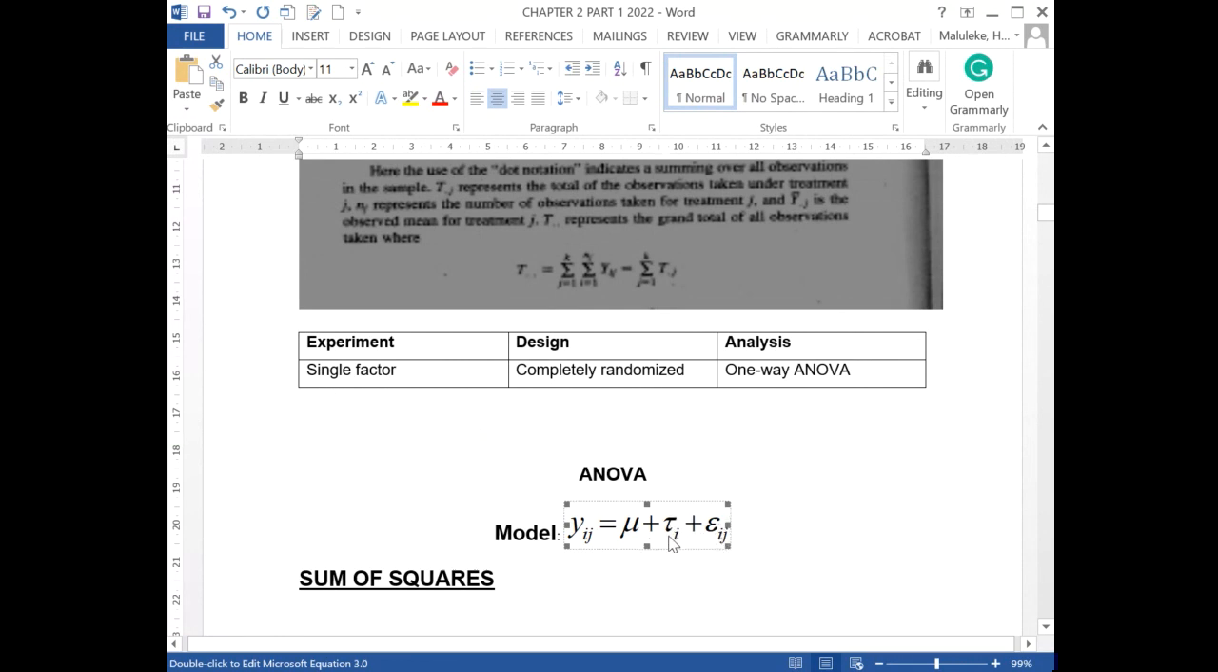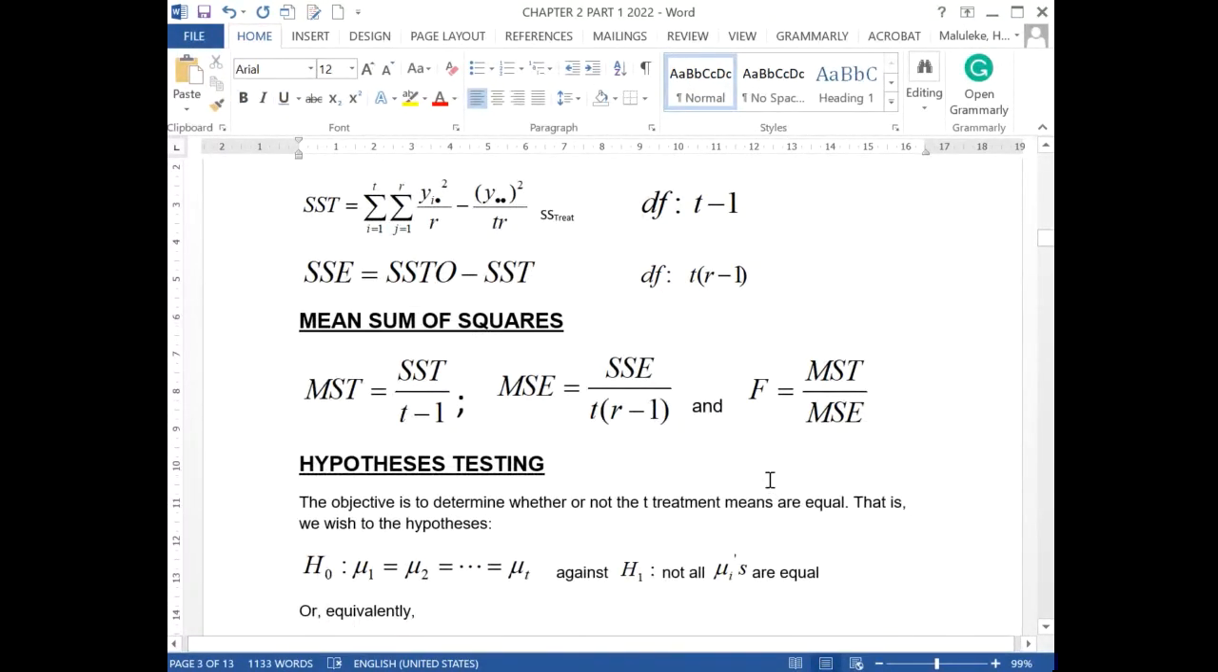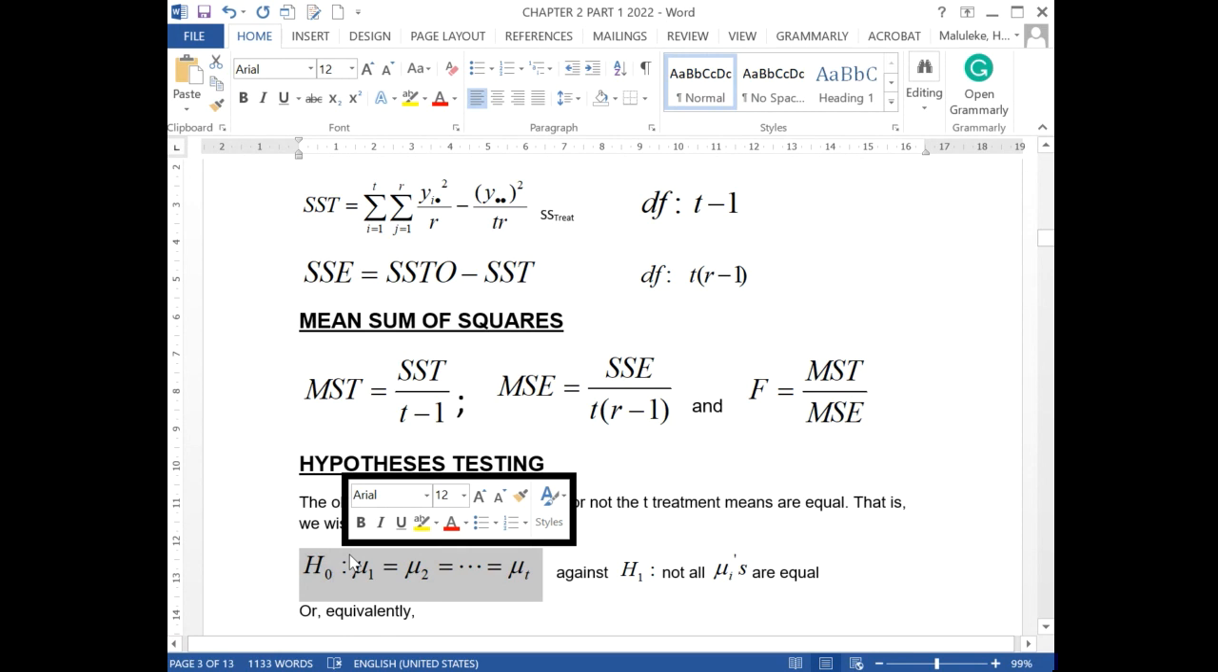The tau i's will now be focusing on the treatment means. So whatever we're going to discuss today is based on assessing the treatment means. Your null hypothesis you are going to write in this format, which means that there is no difference between our treatment means. If I use that example, I will say there is no difference between the 3 teaching methods.